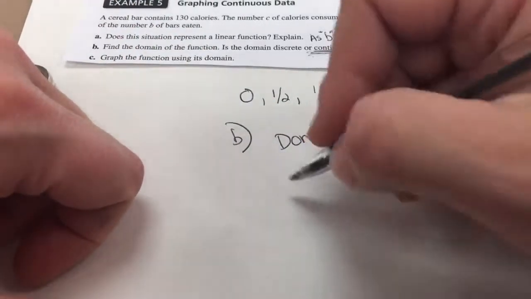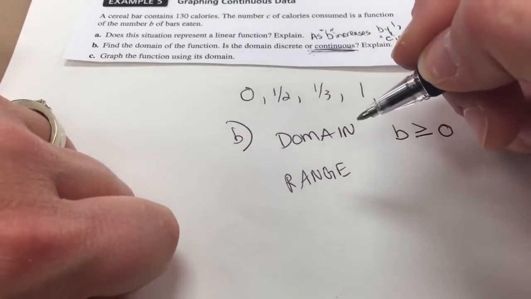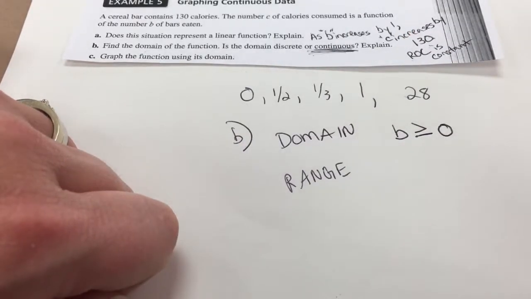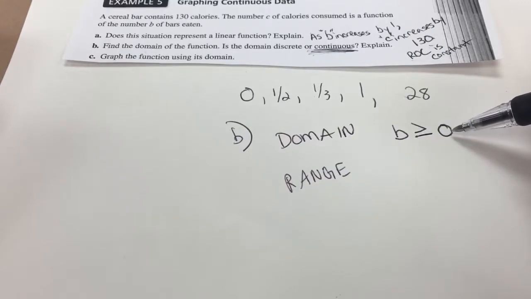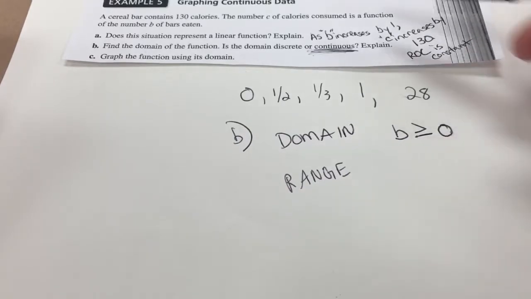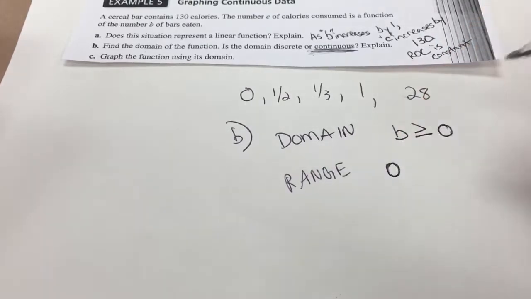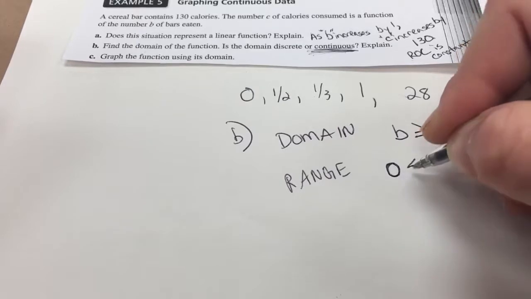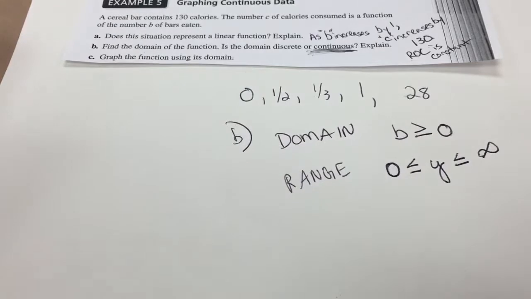Now, the range in this is going to be unique. The range can be any numbers, okay? When B is equal to 0, how many calories are you eating? The answer is 0. So the minimum amount of calories you can eat is 0, and we can go all the way up to infinity. This is really the range of this. It didn't ask for it, but I figured I'd show you.